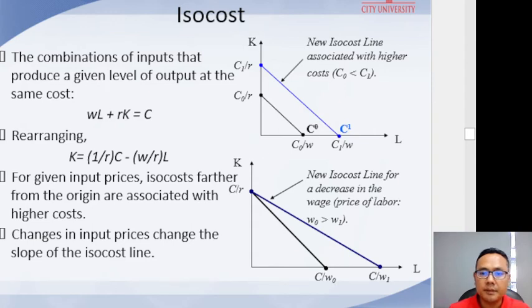You can see from here that W is the wage rate, the price of labor, and R is the rental rate, the price of capital. This is where you denote rental as R and W as the wage or salary of the labor. So this equation represents the formula for an isocost line.